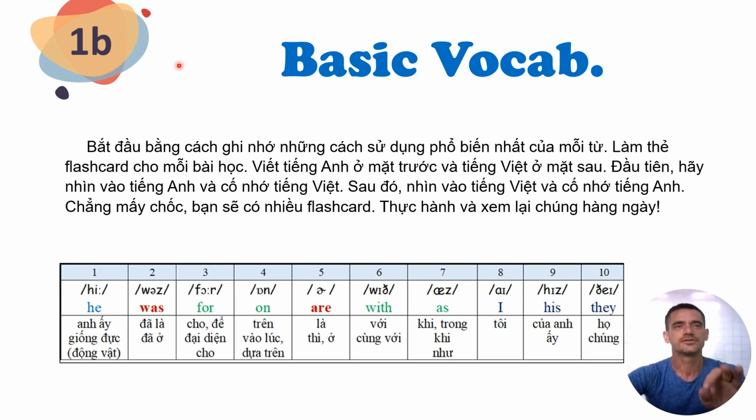Okay, now start by memorizing the most common uses for each word. Make flashcards for every lesson. Write the English on the front and write the Vietnamese on the back. First, look at the English and try to remember the Vietnamese. Then look at the Vietnamese and try to remember the English. You will soon have a lot of flashcards and you will need to practice and review them every day.